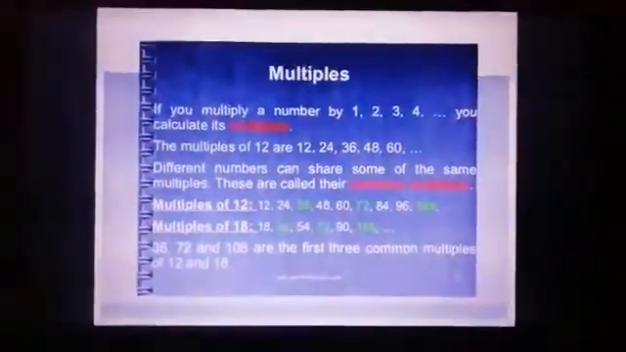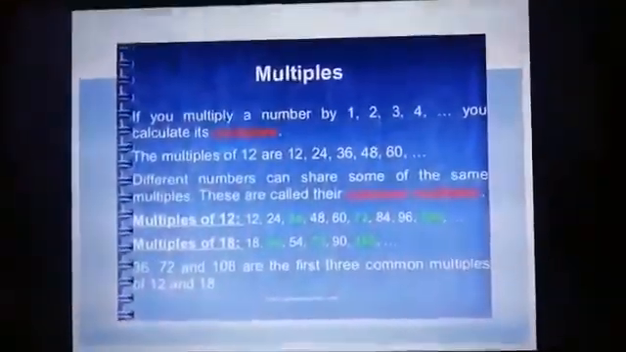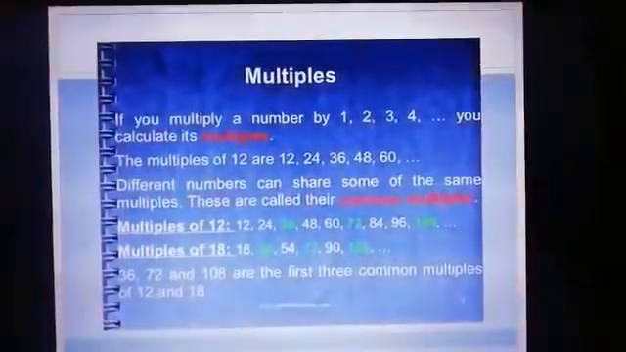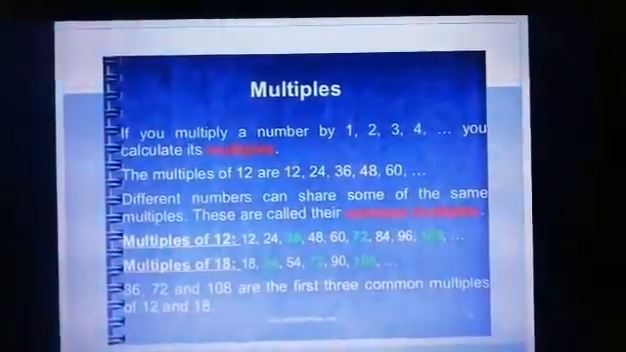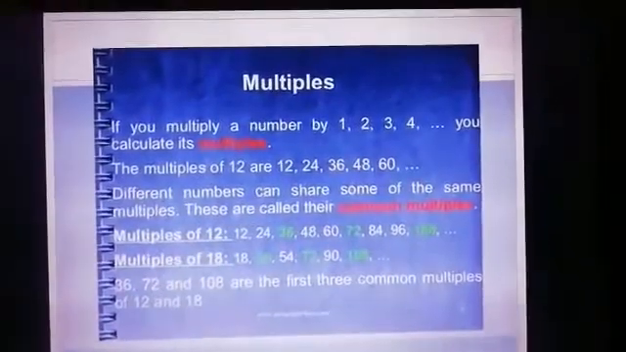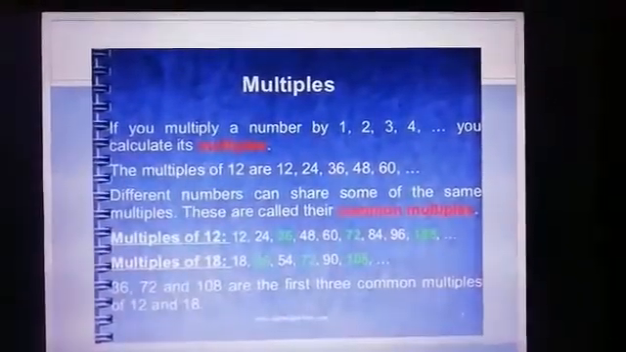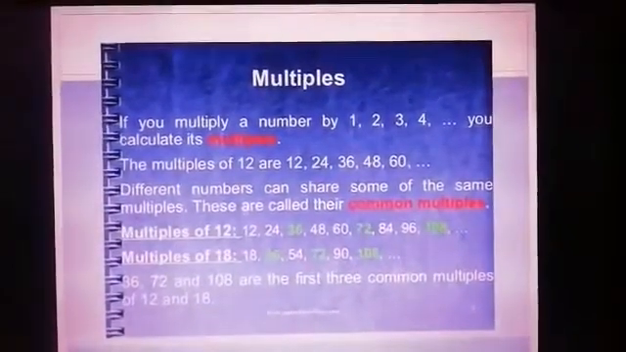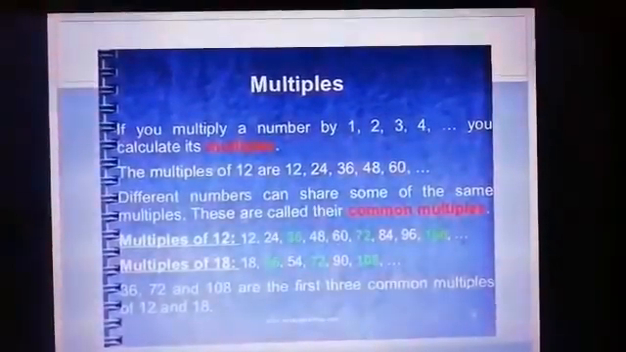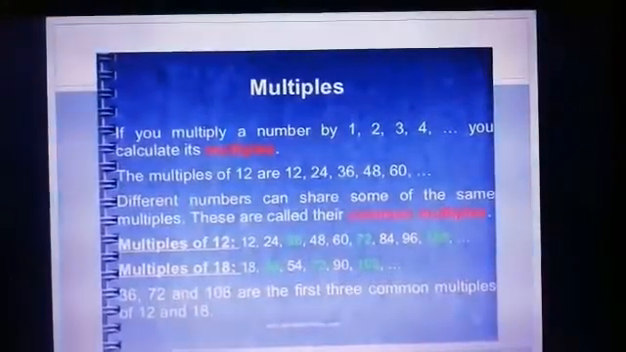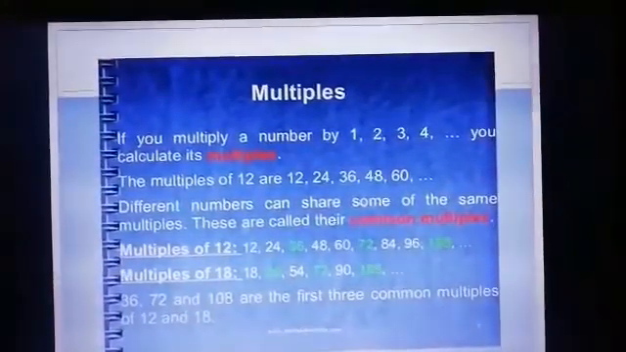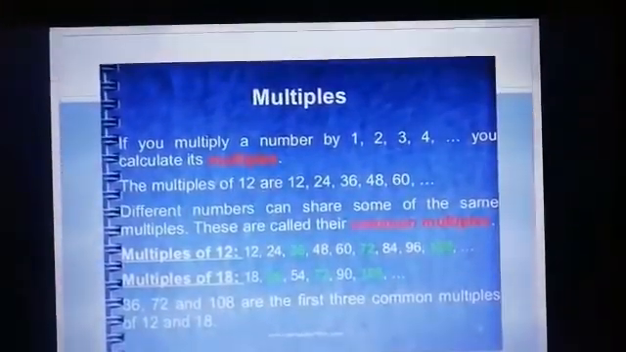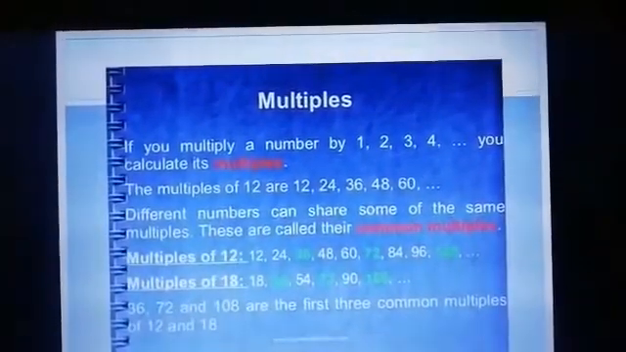Multiples. If you multiply a number by 1, 2, 3, 4 and so on, you calculate the multiples. It means if the question is multiples, what is it? You just start the multiplication of the given number by 1, 2, 3, 4 and so on. The multiples of 12 are 12, 24, 36, 48, 60. It means you can understand the table of 12.